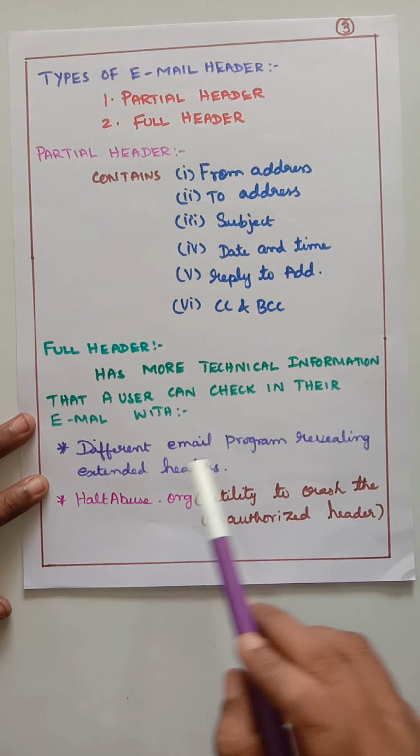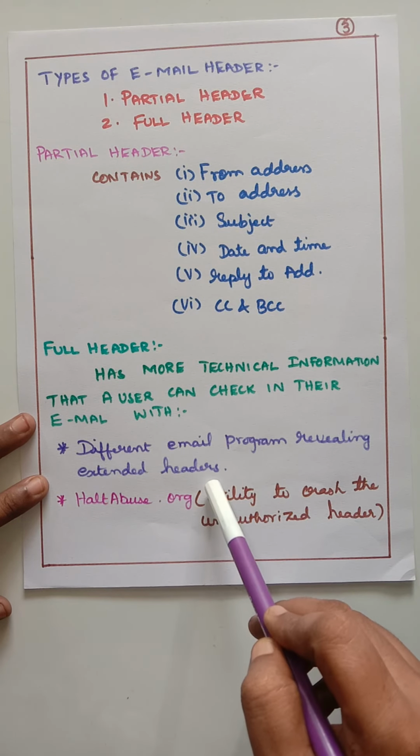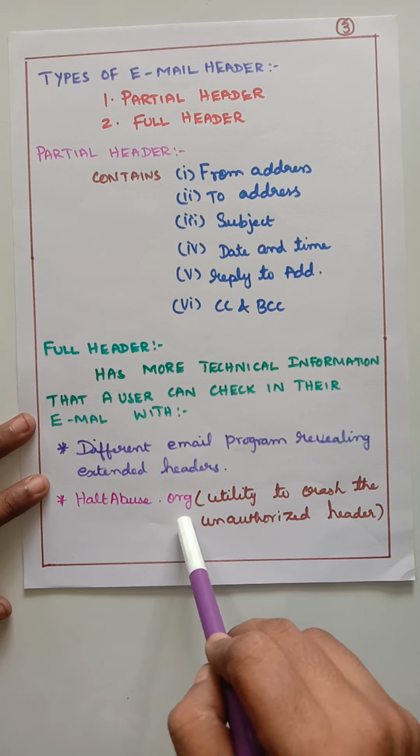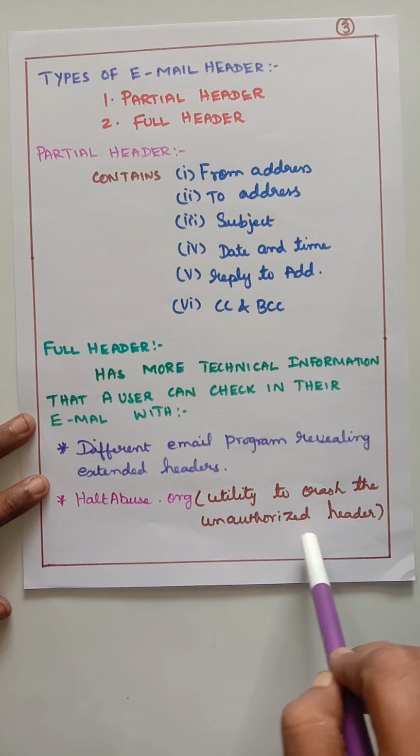Different email programs reveal extended headers. So different email programs have different header parts also. haltabuse.org is a utility to report unauthorized headers.